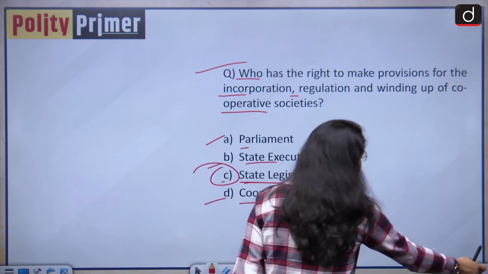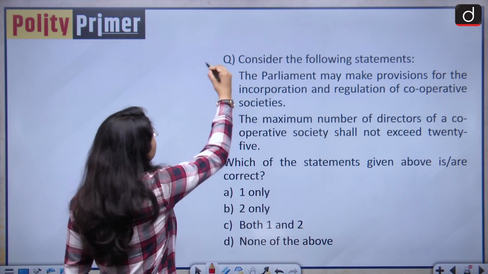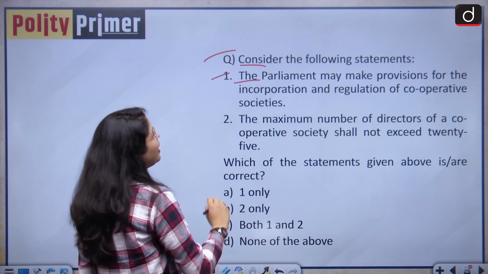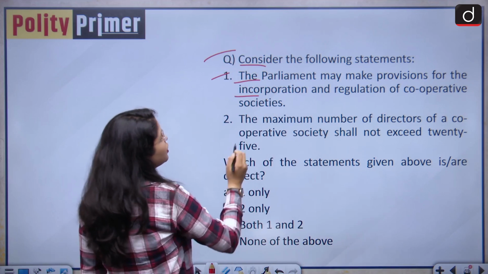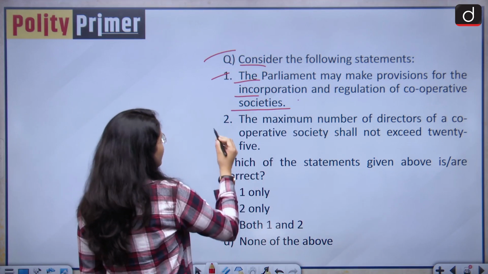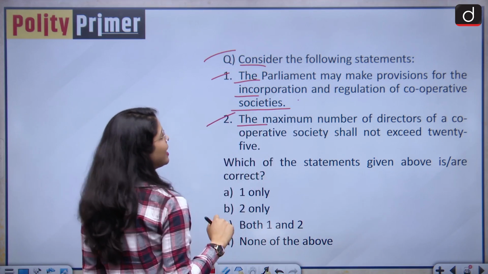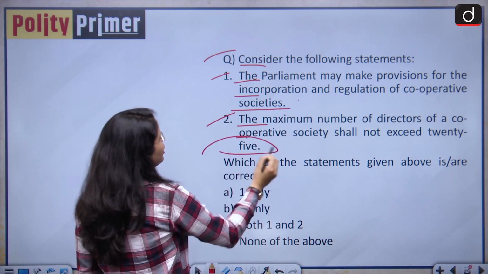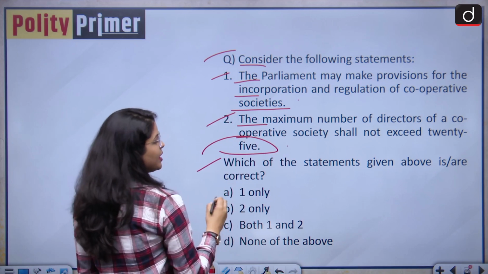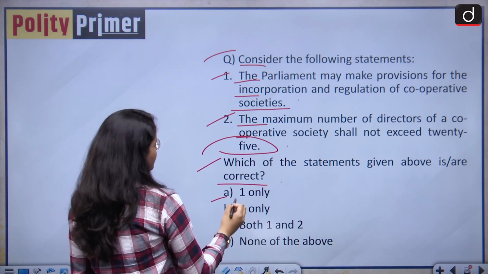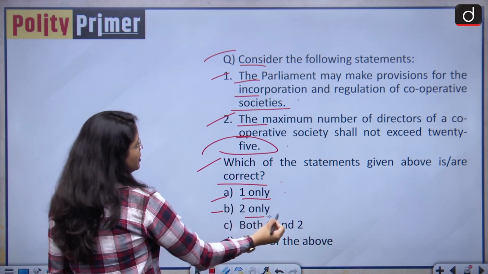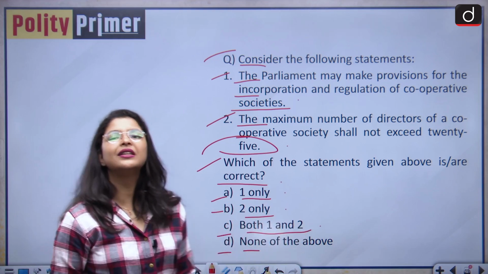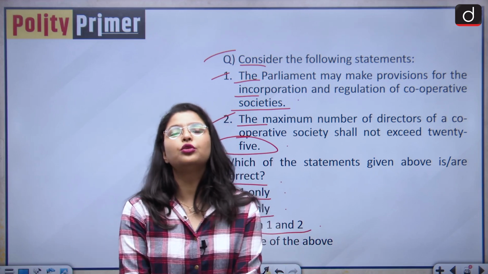Now, let us discuss the last question of our today's discussion. So the question is, consider the following statements. Statement number 1 is, the Parliament may make provisions for the incorporation and regulation of cooperative societies. Your statement number 2 is, the maximum number of directors of a cooperative society shall not exceed 25. So, which of these statements given above are correct? Your options are option A is 1 only, option B is 2 only, option C is both 1 and 2, and option D is none of the above, and this answer will be given by you to me in the comment box below.